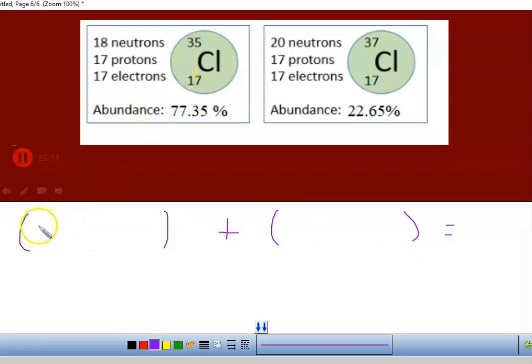We'll go ahead and start with the mass. This one has a mass of 35 AMU. So let me go ahead and put AMU or U. And I'm going to multiply that by this percent. But I'm going to change this percent to a decimal. And so you get 0.7735. And I don't need anything behind it because I've changed it to a decimal. And then this one, the mass is 37 AMU. And then you would move this over 2 spots.